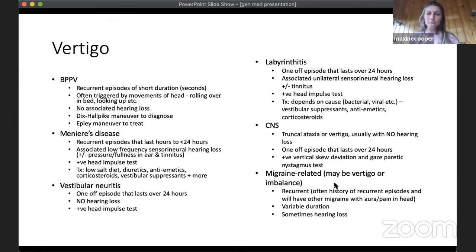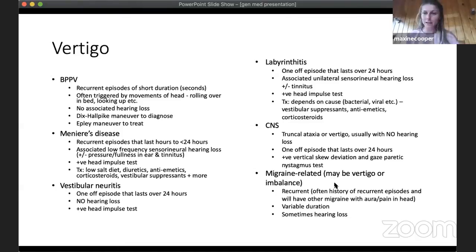Migraine related, so you can actually get vertigo associated with migraines as well. I know we already talked about these, but just good to know. Obviously, they're going to be recurrent. People tend to get migraines more than once if this is the case, and they're likely to have some associated headache as well. But these can vary in duration and in terms of hearing loss too.